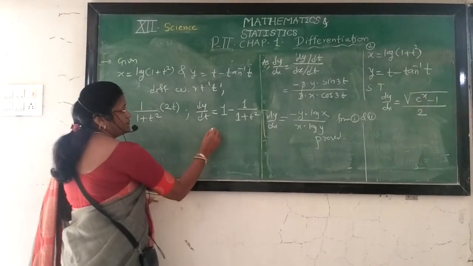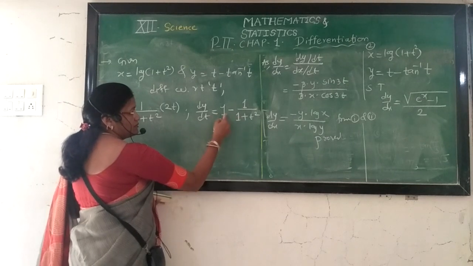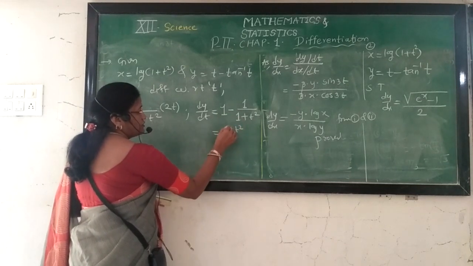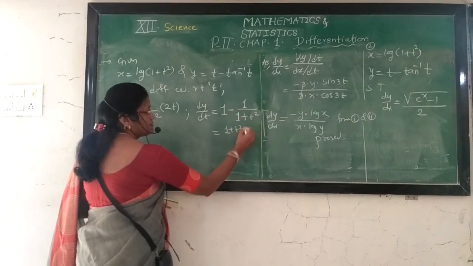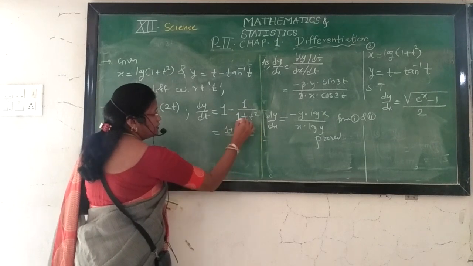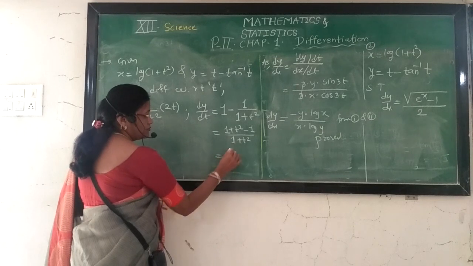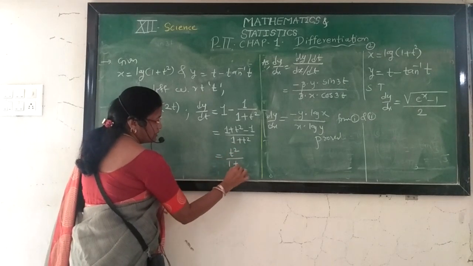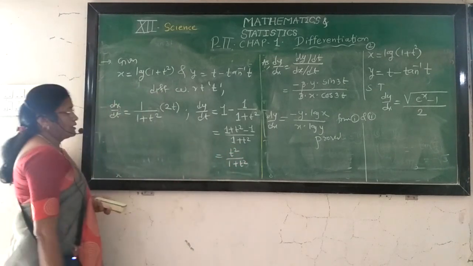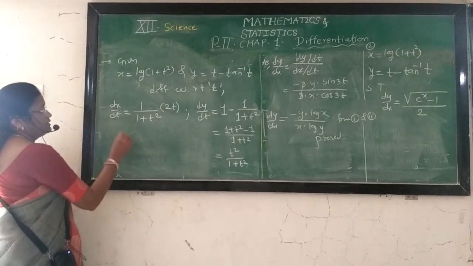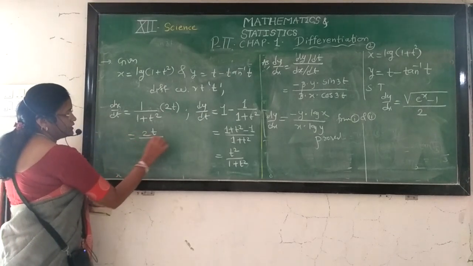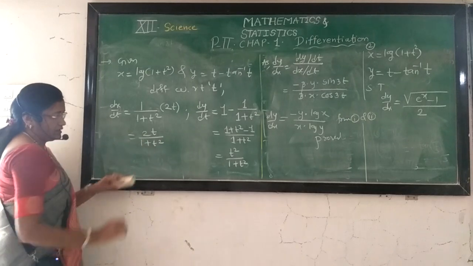Now we simplify this. Cross multiplication: 1 into 1 plus t square, and this remains minus 1, whole divided by 1 plus t square. So the value of this is t square upon 1 plus t square. Now the value of dx by dt is 2t upon 1 plus t square.